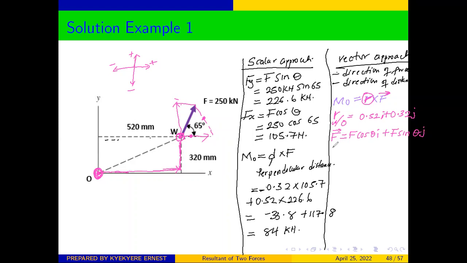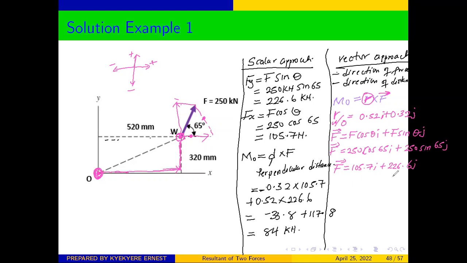And from here, we can just put in our values. We know that F is 250 kilonewtons, cos theta, which is 65, i, plus 250 sin 65 j. And from here, we can get our force in the vector form, which will be equal to 105.7 i plus 226.6 j.